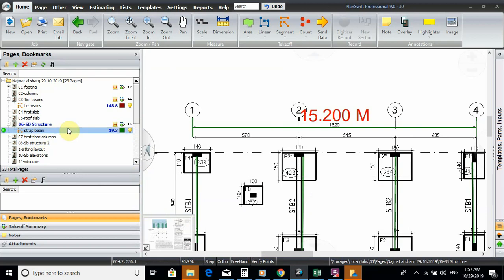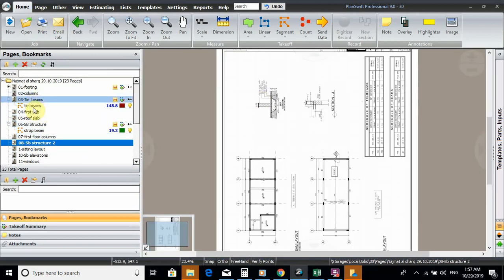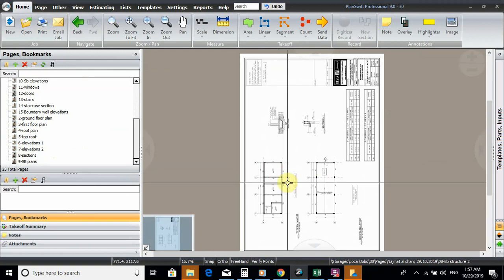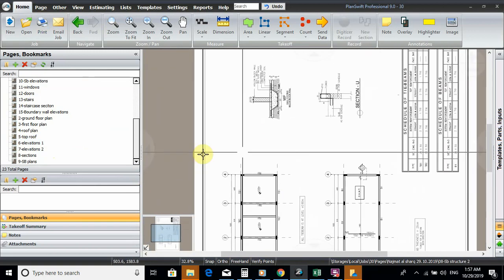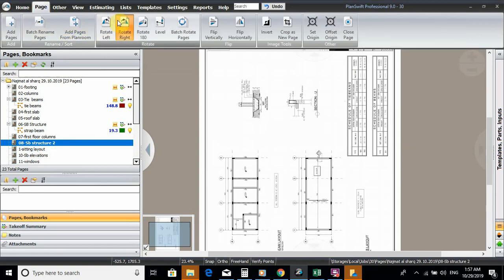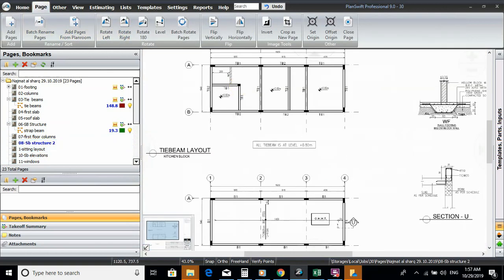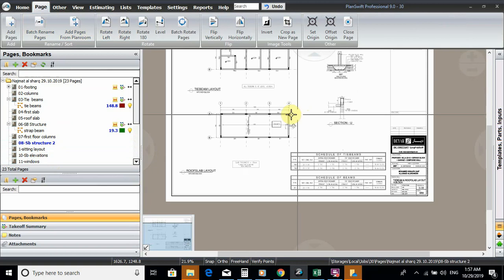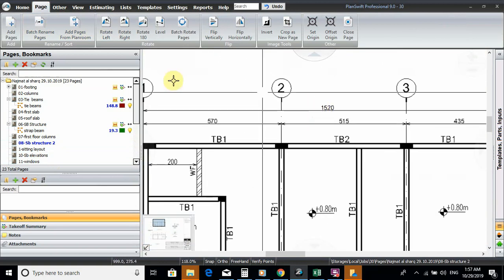Now let's go to the tie beams. Surface block structure. This all was AutoCAD footing, but I just converted it to PDF and then took it into this beautiful software page. Rotate right. Great. What can we do now? We have to scale this, 15.2.